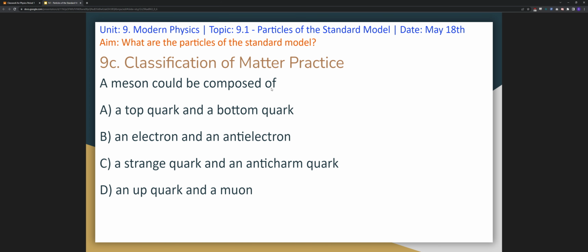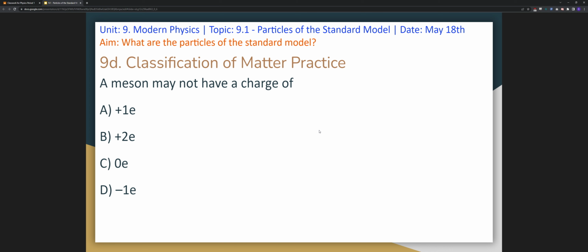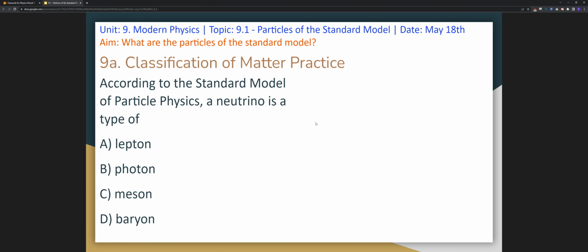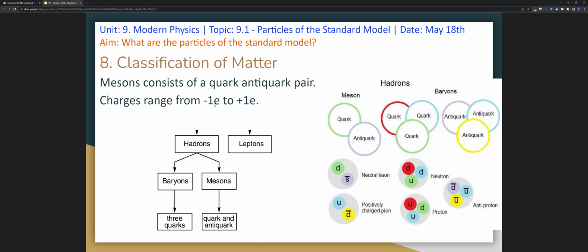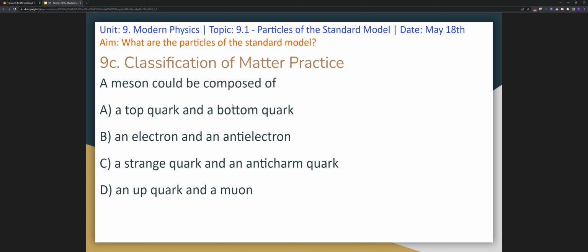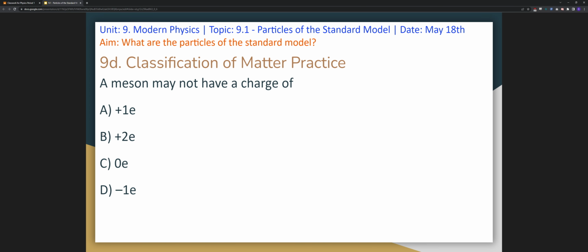A meson could be composed of what? Again, you're looking for a quark and antiquark pair. It is going to be C, a strange quark and an anti-charm quark. It is not B because electrons are leptons. Yes, there's a particle version and an antiparticle version, but these are classified as leptons. So the answer here is C. A meson may not have a charge of what? Again, I gave you the ranges of a meson right here. Charges range from -1e to +1e. Therefore, the only charge that does not make sense is B, positive 2e.